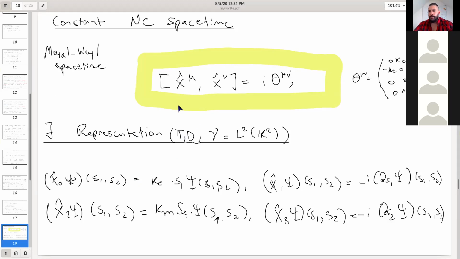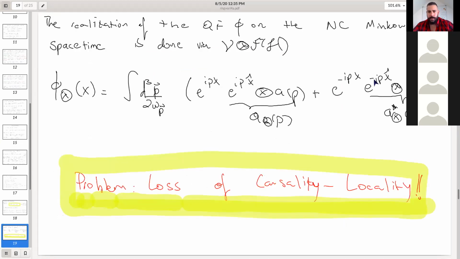a map between the algebra and operators on the Hilbert space, a dense domain in the Hilbert space, let's call it L2(R2). You can define it in the way that x0 and x2 act as multiplication operators with a certain constant kappa, and x1 and x3 as derivatives with respect to s. Okay, so that exactly these commutation relations are satisfied.